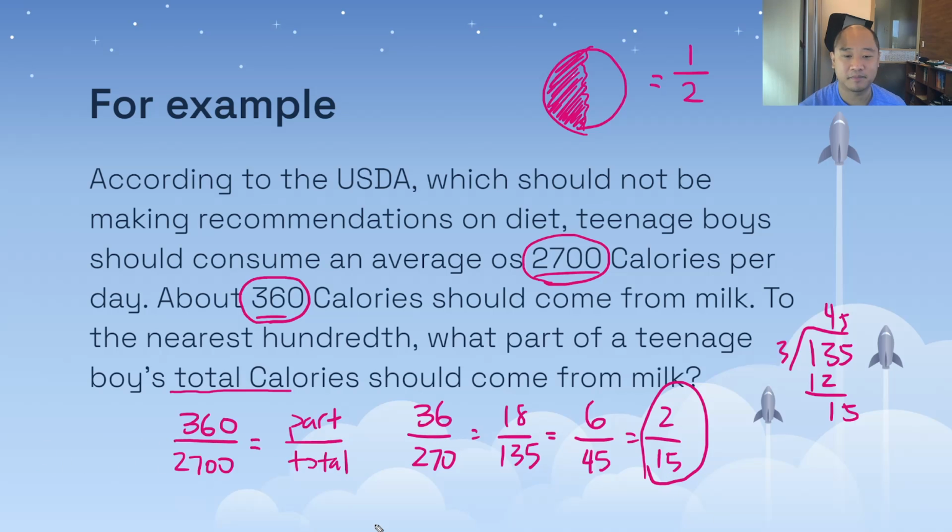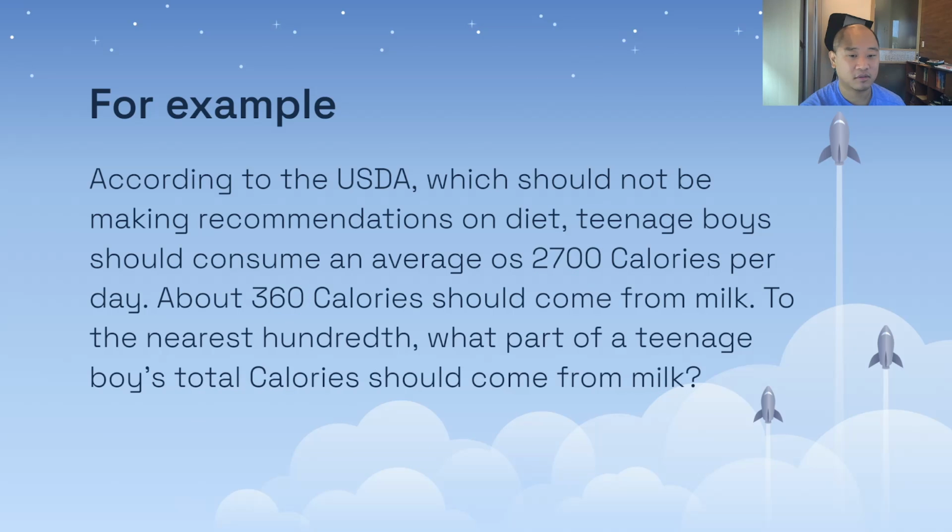That is what part of a teenager's calories should come from milk. 2 parts out of every 15 parts, which is crazy. Don't do that. Do not follow this corrupt government's recommendations.